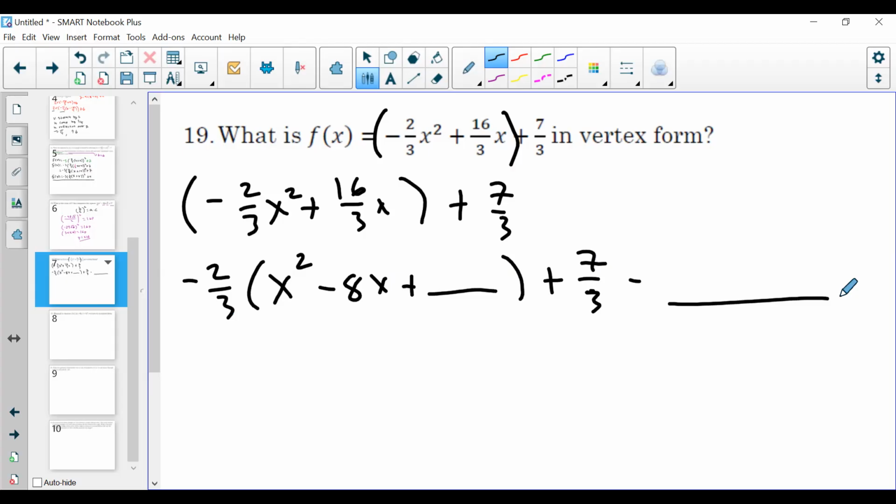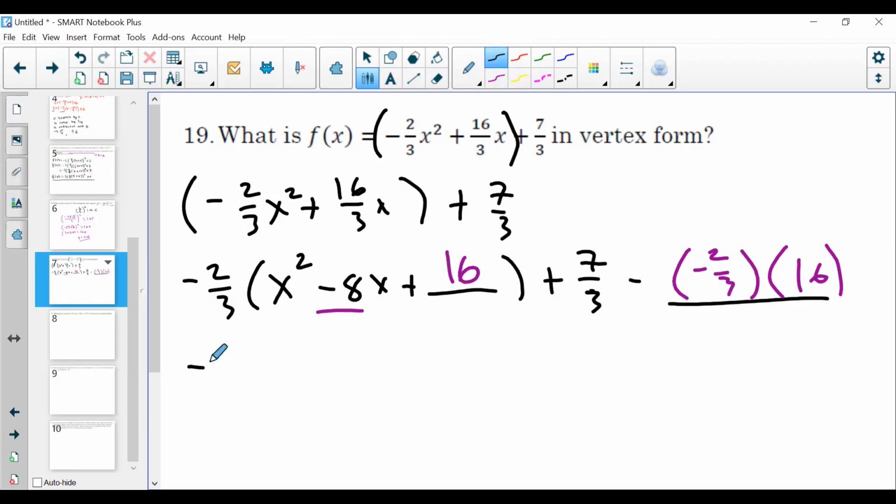All right, so I want to keep this equation balanced. I don't want to change the value of it. So when I put it here, I need to subtract as well. So it goes in the first blank right here. That's b divided by 2 squared. So in this case, that's 16. Right, negative 8 divided by 2 is negative 4. Negative 4 squared is 16. And what goes in the second blank is going to be my a value that I pulled out. Negative 2 over 3 multiplied by what I put here, 16.